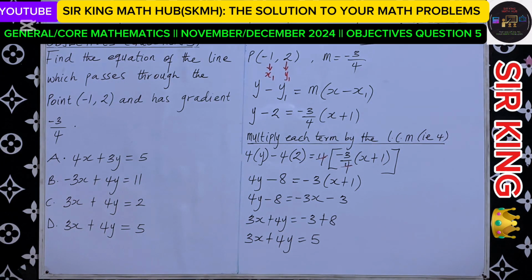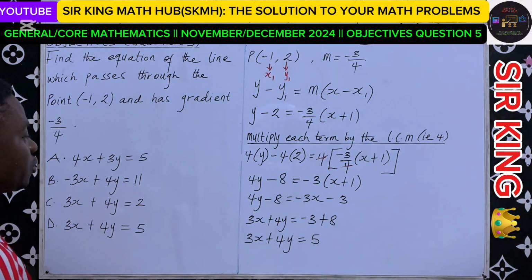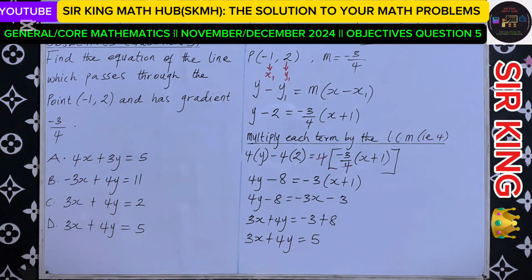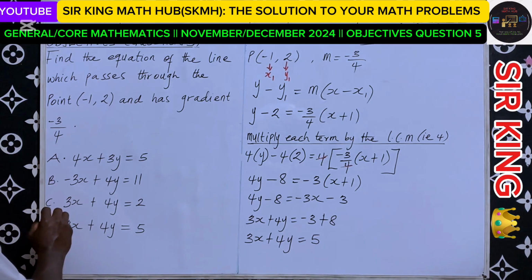So from the alternatives, what should be the right answer? So the right answer is option D.